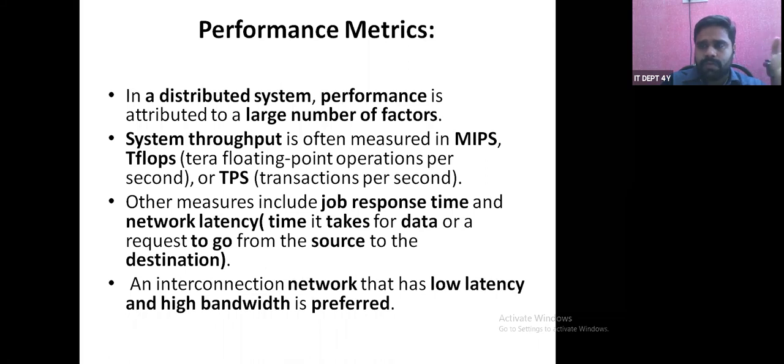If, for suppose, three systems are there and one system is executing more instructions, then performance wise that one is high. Next, job response time: from giving the job to completion and response, we call that job response time. That should be less. Network latency means the time taken to send the data from the source to the destination. That should be very less. That is also one of the performance measures.